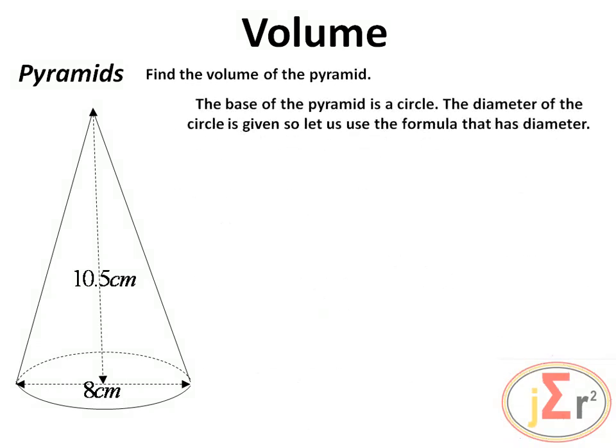The base of the pyramid is a circle. The diameter of the circle is given, so let us use a formula that has diameter. So that is what we're going to use. A third the area of the base times height as usual. Remember, the volume of the pyramid is 1/3 the area of the base multiplied by the height all the time. And of course, the area is found different ways because of the different shape of the bases.